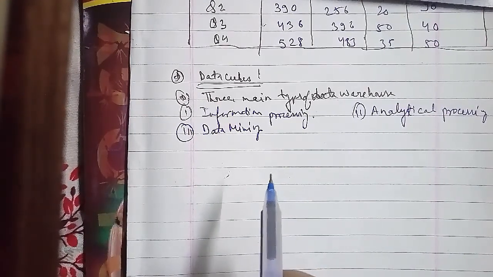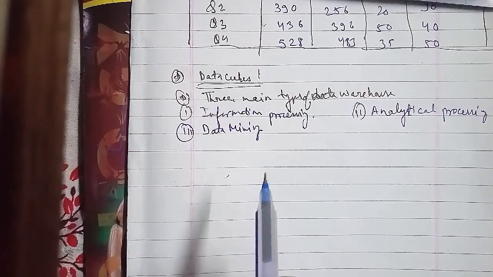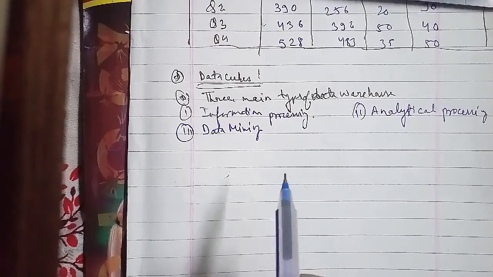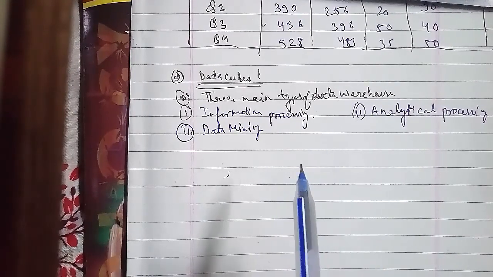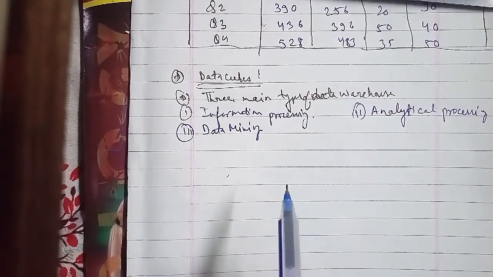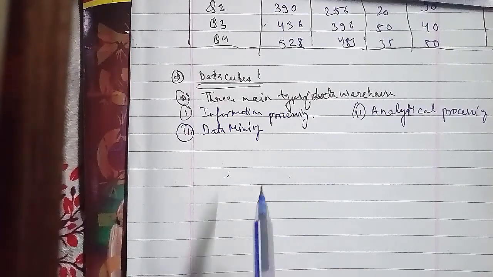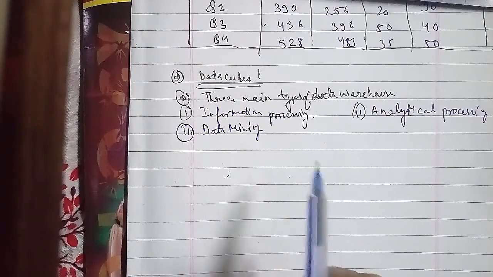We'll go ahead with the bottom tier. It is a warehouse database server, which is a relational database system. The middle tier is an OLAP server, which performs various operations on the data warehouse. The third is the top tier. It is a client which contains the query and reporting tools as well.